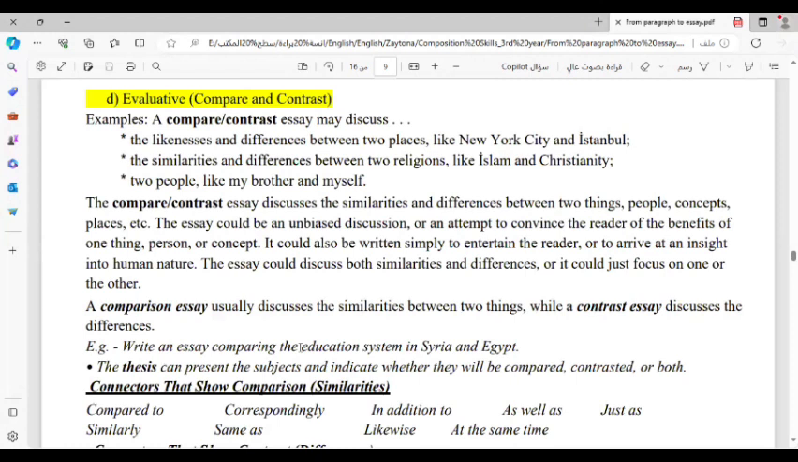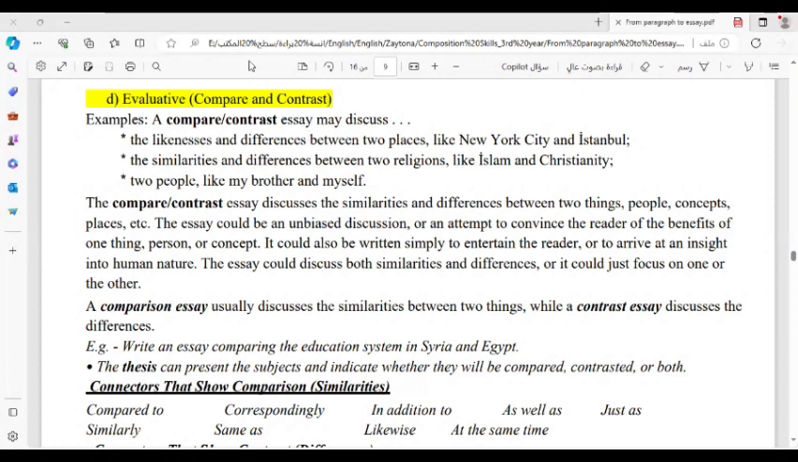Can you read, Ahmed, please? Yes, just give me a second. Okay, yes. I read from the example. Ahmed, you can read from the beginning.